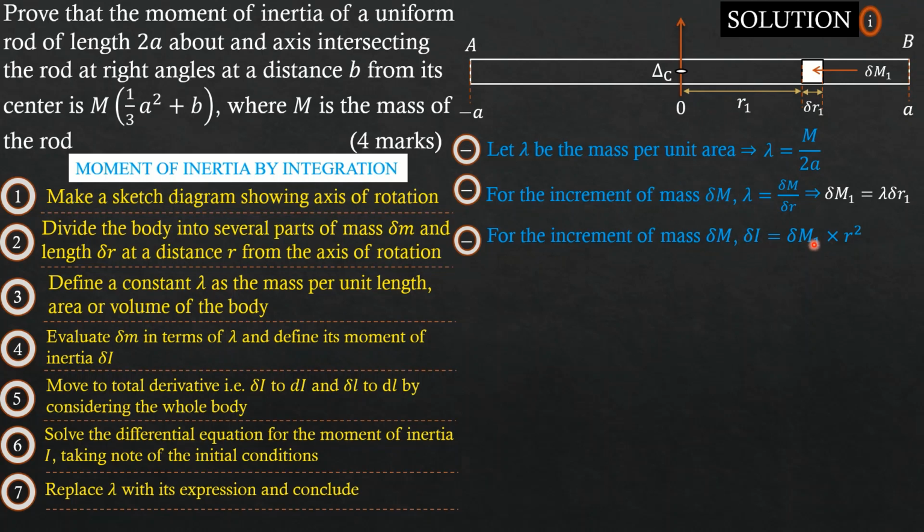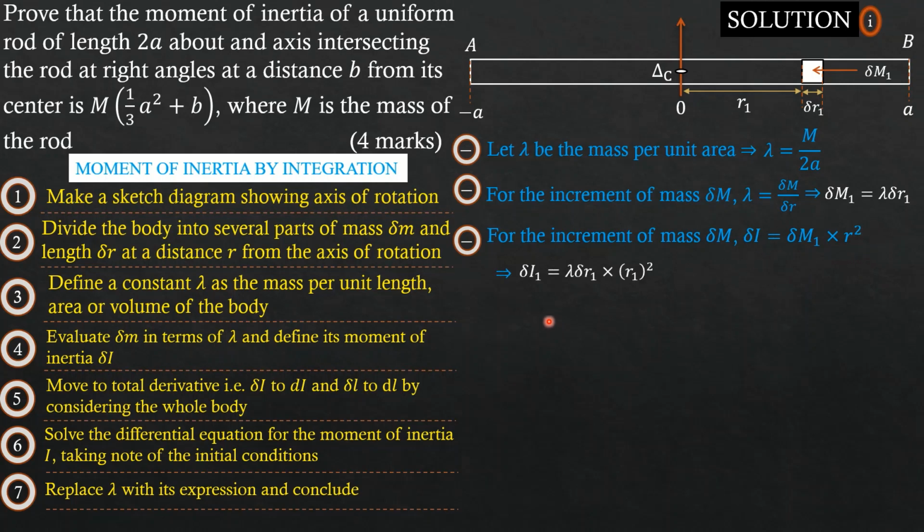Delta I, according to our definition or the formula of the moment of inertia, is the mass times the square of the distance between that mass and the axis of rotation. So delta I is the moment of inertia of my small increment delta m. So it's going to be equal to what? Delta m1, which is its mass, times, it is separated at the distance r1. So remember, here is actually r1. So times r1 squared, that's the moment of inertia.